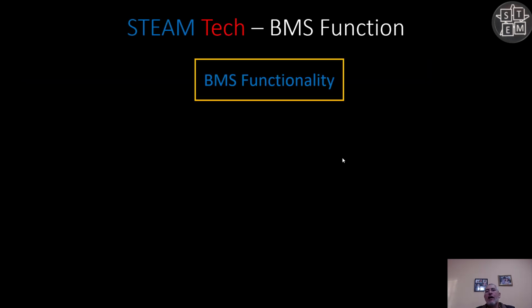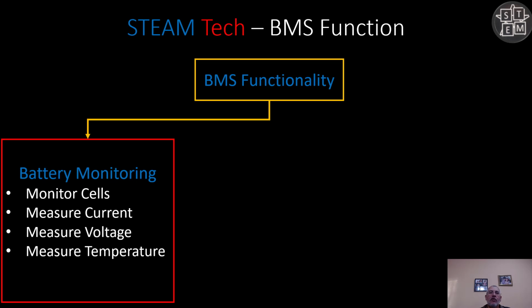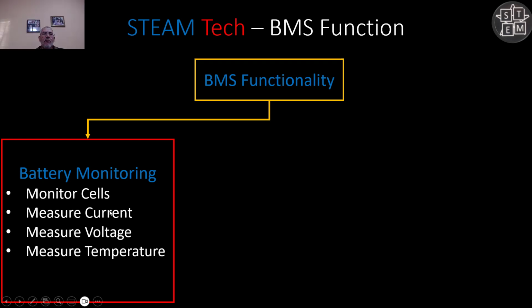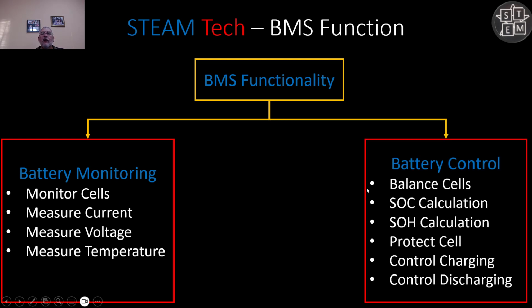Let's talk about the battery management system, because that's the goal of this project, to create a BMS, or battery management system. So what is the battery management functionality? One of the main functionalities of a battery management system is monitoring. So we monitor each cell, we measure the currents, the voltage and temperature, and based on these parameters, we can do cell balancing.